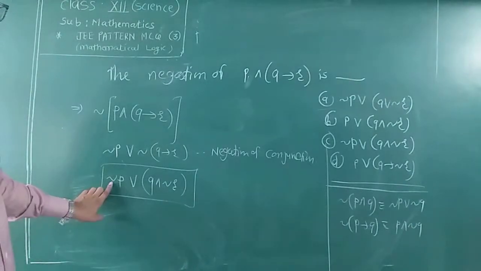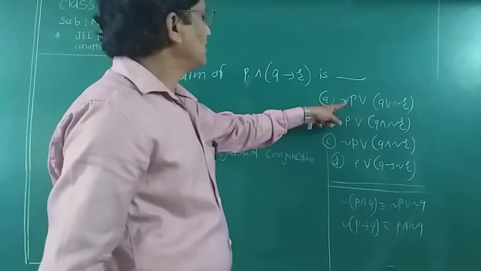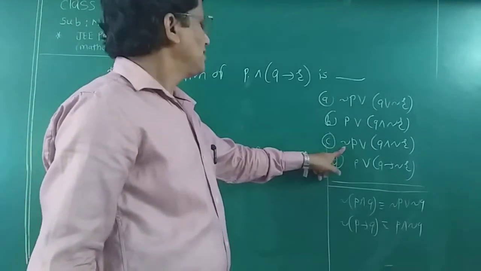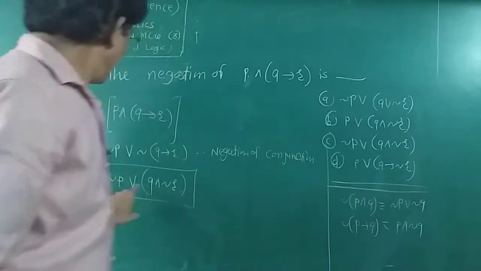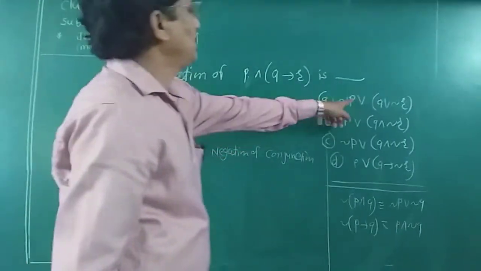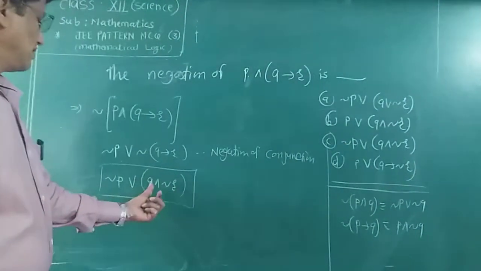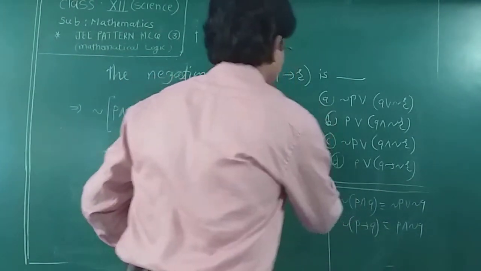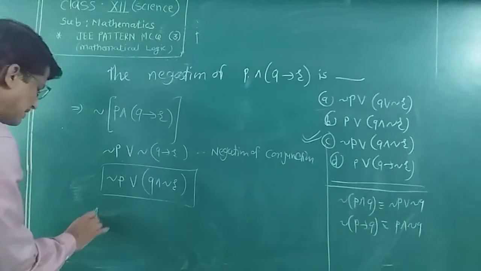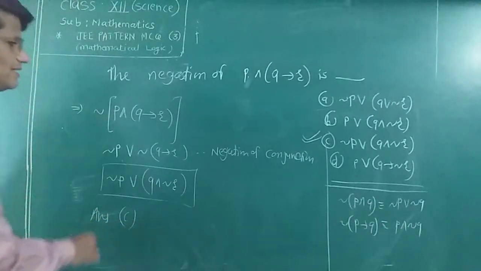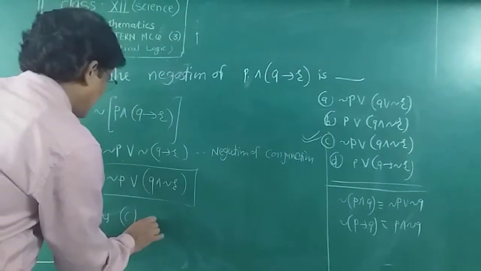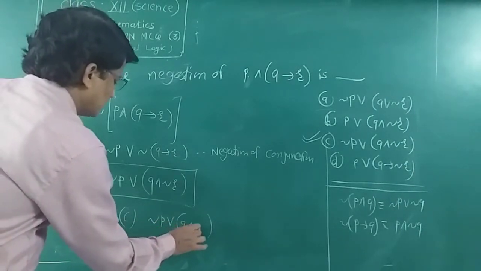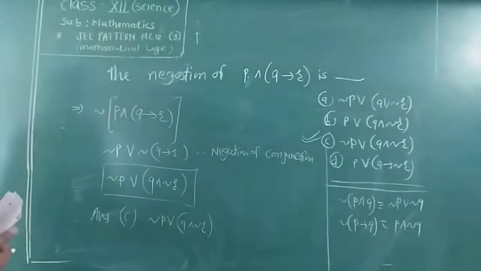Just observe where it is. Negation P here is in option A and option C. Means our answer must be between A and C. Or with here, or here also. In bracket C, Q and with negation R, but Q and its negation is in the second. So our answer is option number C. Which one? Negation P or with what? Q and with negation R.